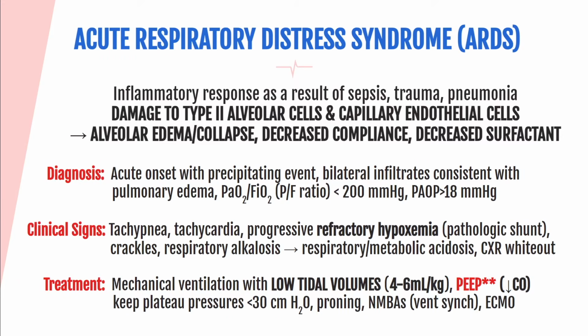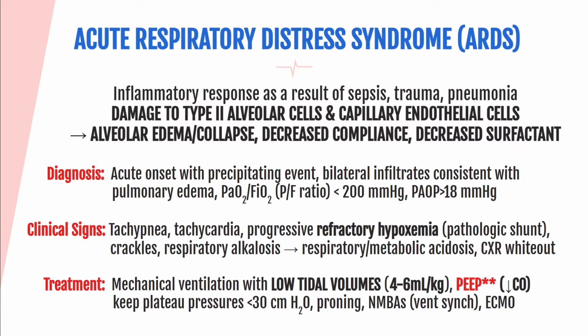So the type 2 alveolar cells are responsible for production of surfactant, and for that reason, when they're damaged, there is decreased surfactant production, and this results in massive atelectasis and alveolar collapse. And now the capillary endothelial cells are responsible for keeping capillary permeability. So when both capillary endothelial cells and these type 2 alveolar cells are damaged, the result is tremendous. It's alveolar edema, alveolar collapse, and refractory hypoxemia, which is a hallmark sign of ARDS.